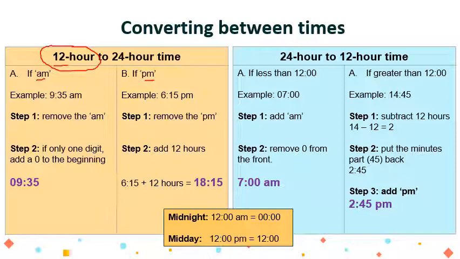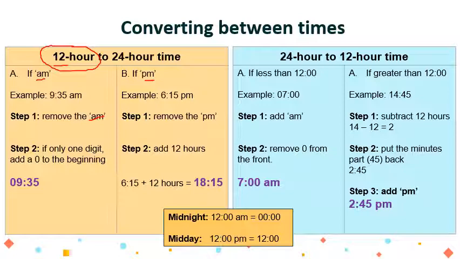So if our time ends in AM, so it means it's in the morning, we've got 9:35 AM here. There's only two steps we need to follow. We remove the AM because we know with 24-hour time you don't need AM and PM. And if it's only one digit, like in the hour time, so here we've got 9, we need to add a 0 to the beginning. So our time becomes 0935.